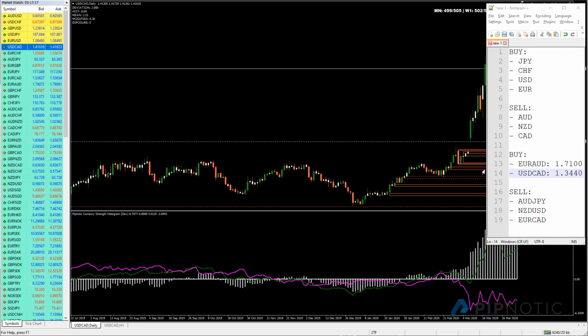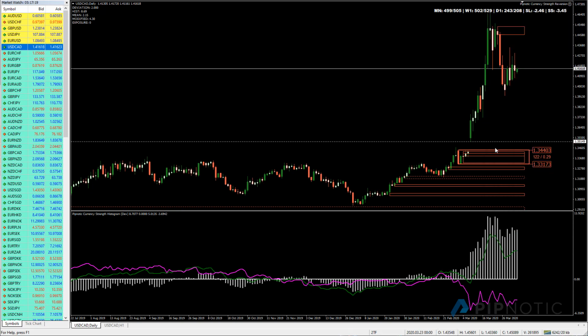Okay, and so we have that here. So we're probably going to get a bit of a bounce at that area there. So I encourage you to mark off these levels and just watch as price enters them and see what happens. Okay, let's do another one.